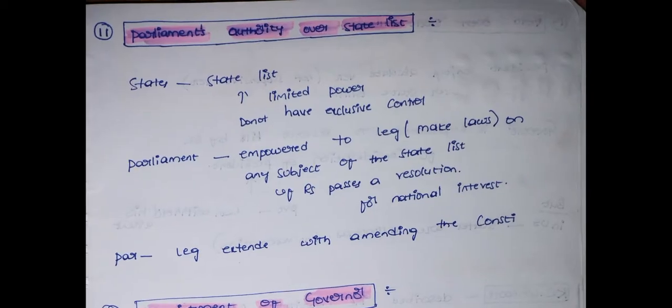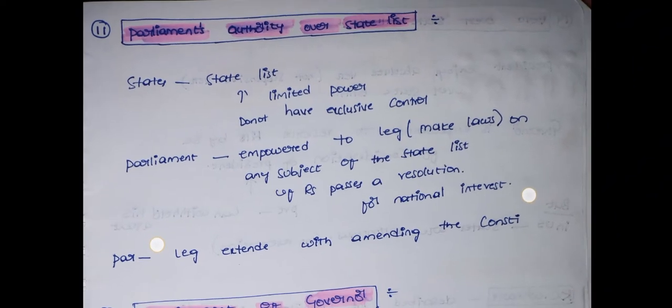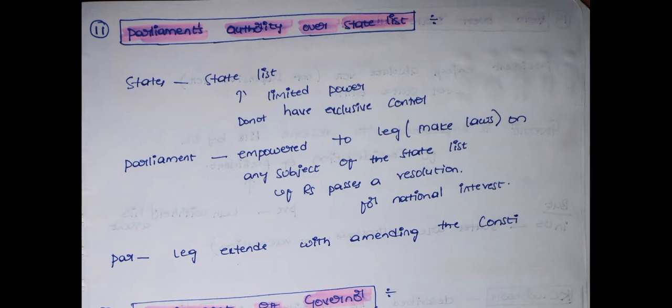Parliament's authority over the state list. States have a state list, and they have limited power over it, and they don't have exclusive control, because parliament can make laws on any subject under the state list if Rajya Sabha passes a resolution in the national interest. So the parliament can legislate on the state list also.